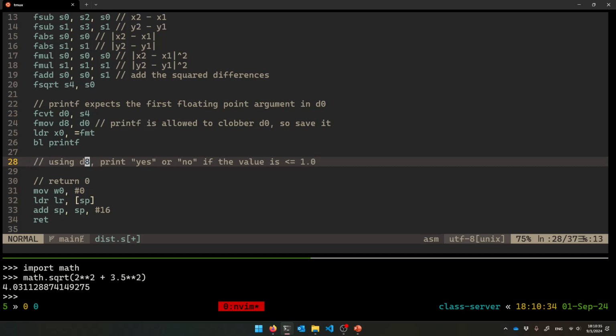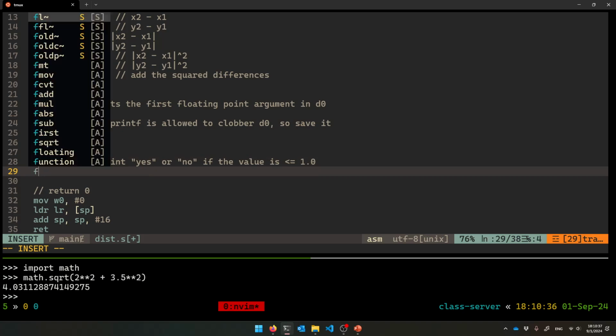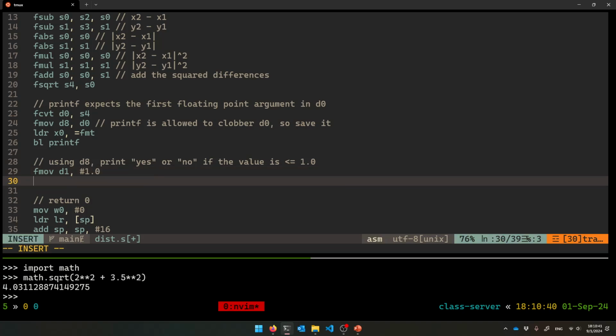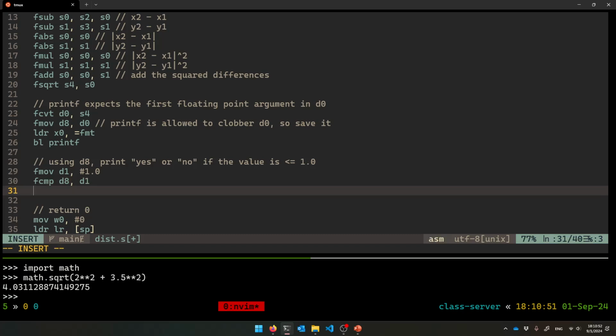Sorry, just do that. So let's f move 1.0, that's what we're comparing against. Now we can f compare D8 to D1. D8 is guaranteed to have our answer in it. And then there it is. And now we can print one or the other. So if it's less than or equal to 1.0, I'll do it the normal way for once without the opposite.